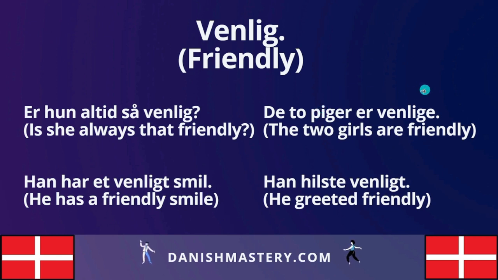De to piger er venlige. The two girls are friendly. Awesome. And the last one. Han hilste venligt. Greeted friendly, in a friendly way. You can translate however you want, right? But the way that he greeted was friendly, like hey hey, like Truman Show or something. Han hilste venligt.